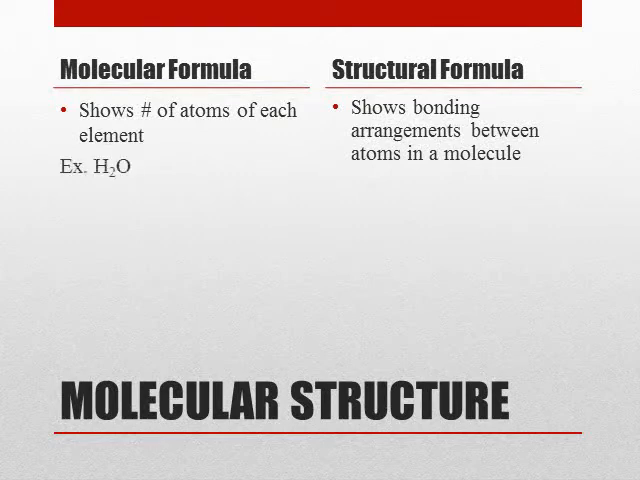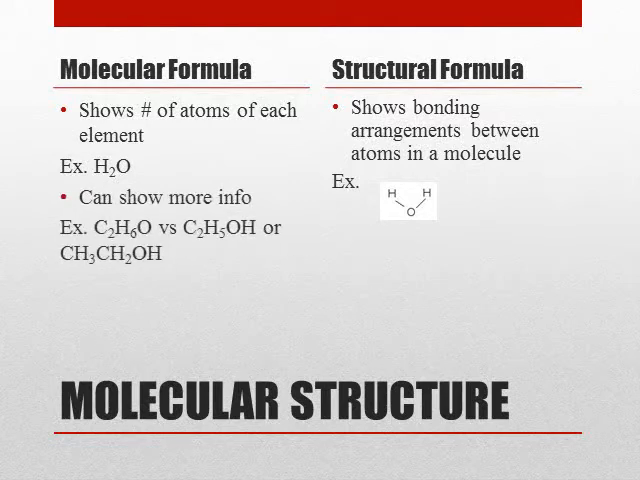So if we were to look at something simple like water, if we didn't know anything about chemistry and the way that atoms behave, we may think that the two hydrogens come first, so hydrogen bonded to the oxygen in some kind of linear formation, whereas if we were given the structural formula, we would see that the oxygen is our middle piece and our two hydrogens are bonded to that. The molecular formula can be used to show a little more information.